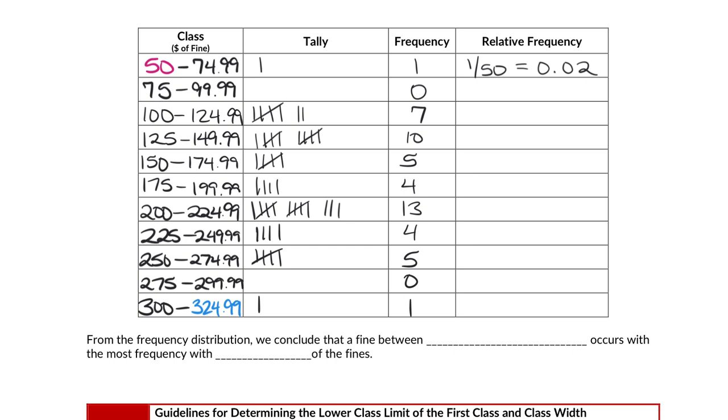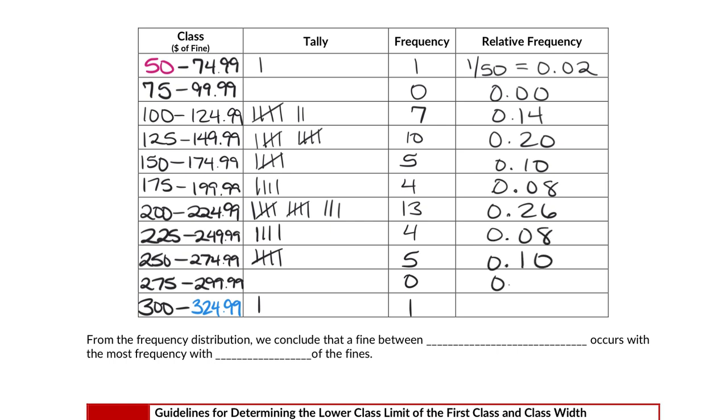We're going to speed racer through this one because we've already done this once. You guys get how to make a frequency or relative frequency distribution, yes? We do all of the dividing. We end up with 0.02 for the first one, zeros for the second one, 0.14, 0.20, 0.10, 0.08, 0.26, 0.08, 0.10, zeros, and 0.02. Oh, sorry. So we have all of our relative frequencies for this information.